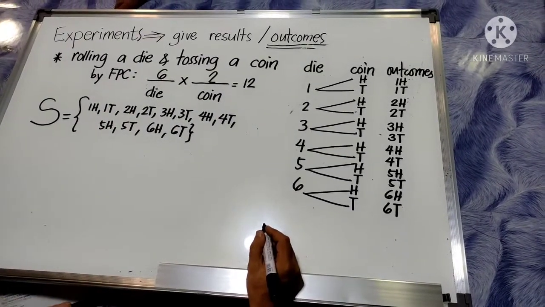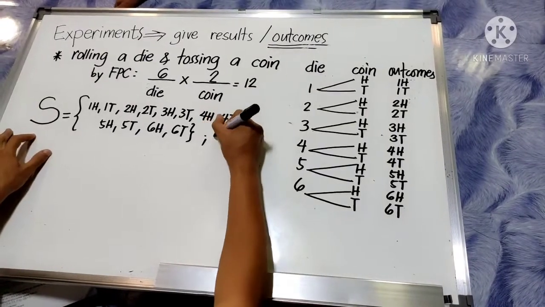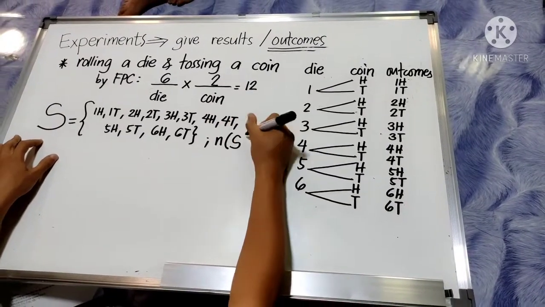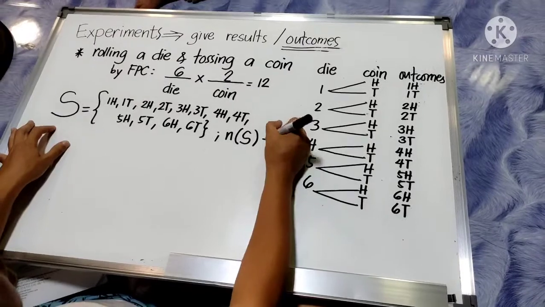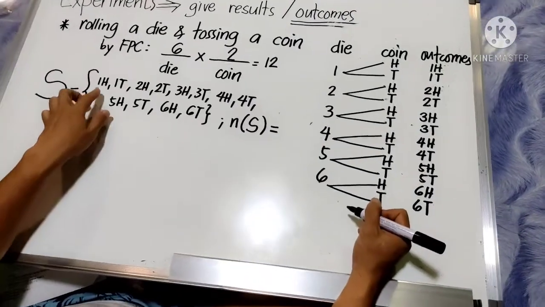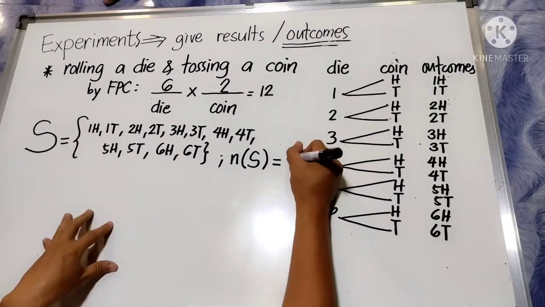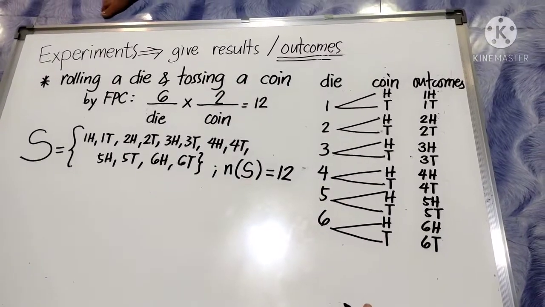So yun yung mahalaga. Kaya what is our N of S? This is what is more important. What is our N of S? You count. Then you have 12. That is our N of S.